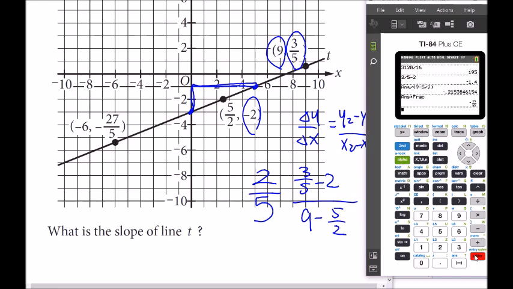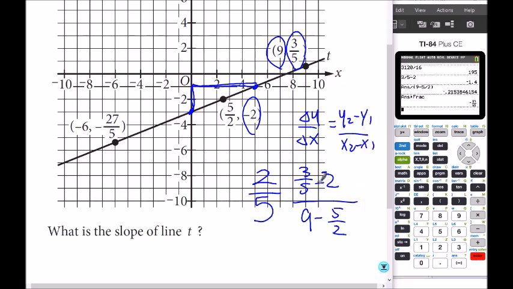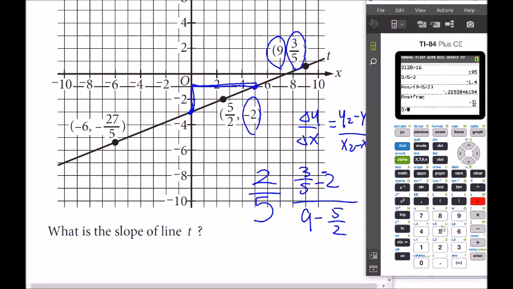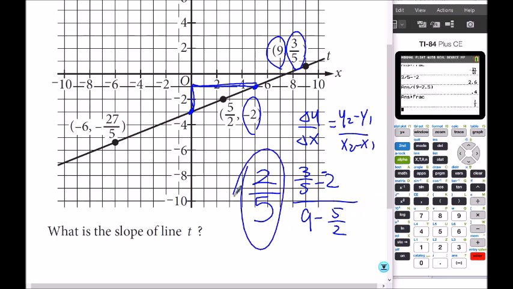Yeah, you cannot put that into the free response section. Let's see. 3 over 5. Oh yeah, see? 3 over 5 minus negative 2. So it's plus. Sorry, so 3 divided by 5 minus negative 2, which is plus 2, divided by parentheses 9 minus 5 over 2, which is 2.5. You get 0.4, math, enter, enter, which is 2 over 5. See, that was right.